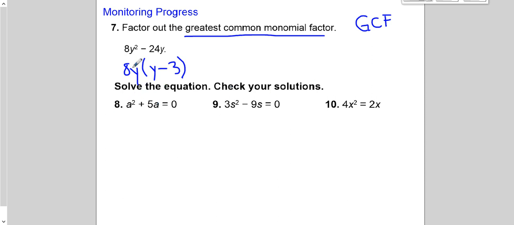So we're going to factor out the GCF like we did on number 7, but then we have equals 0, so we're going to keep going and solve. You can only solve when there's an equal sign. Notice this one didn't have an equals anything, so we couldn't solve that if we wanted to. All right, number 8. Factor out the GCF. And solve.